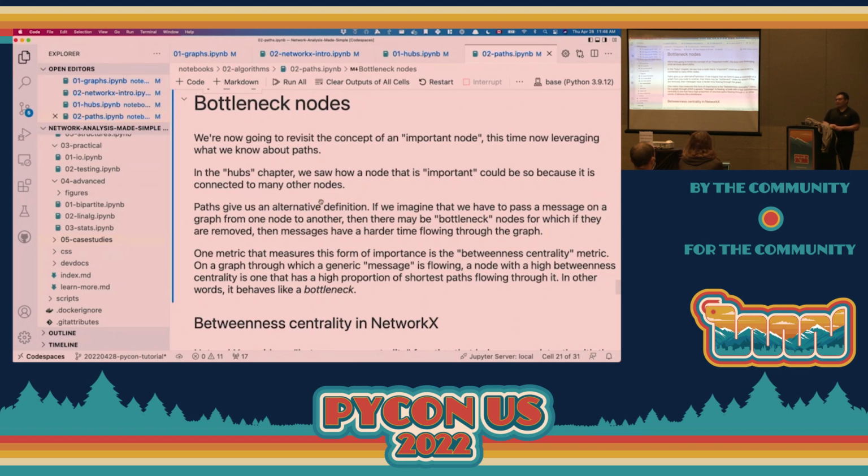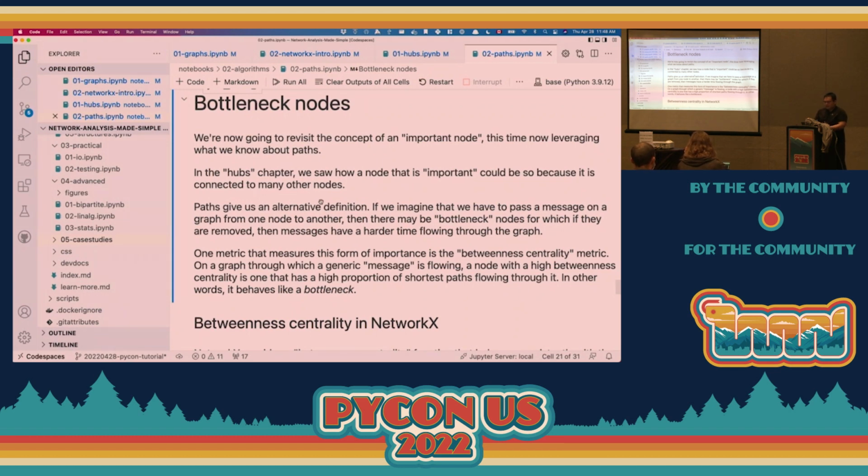And one way of figuring that out is asking the question, how many shortest paths flow through a particular node? In the extreme case, if we have a node that is really important, it is the only node that bridges two subcommunities. If you remove that node, those two subcommunities are going to be completely disconnected. So that node has a lot of importance, but it may not have a lot of neighbors, right? That's a really important thing to keep in mind. So paths give us another definition of importance of nodes.